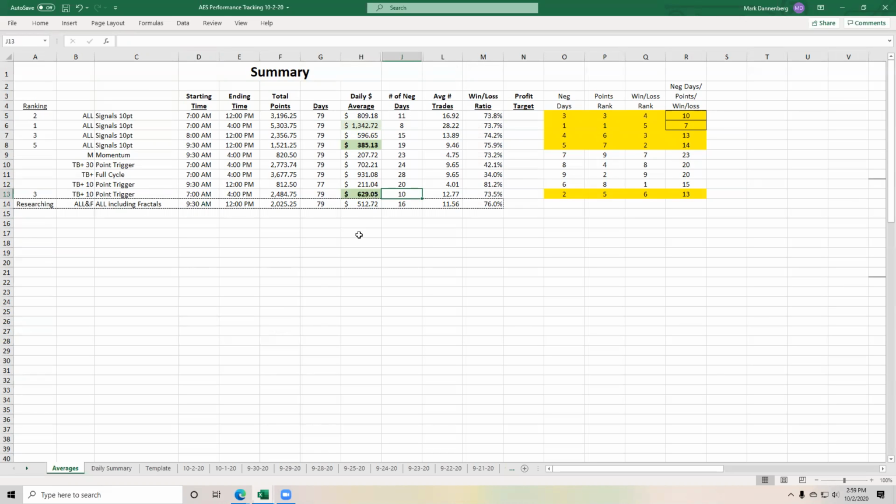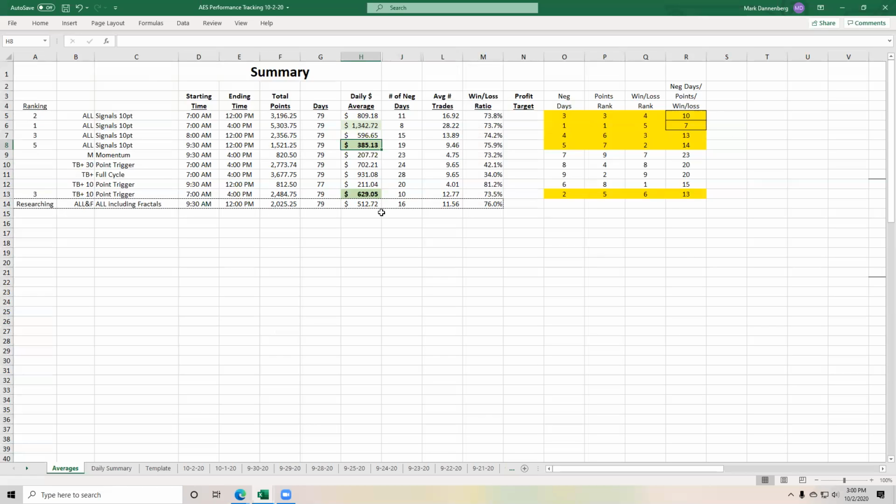If you took every trend bias and continuation signal during that 79-day period, we're averaging $629 a day. That's per contract. That's a significant income over the course of a year. That's not factoring in the scaling that the personal trading plan includes. The other category, 9:30 to noon, is averaging $385 per day.